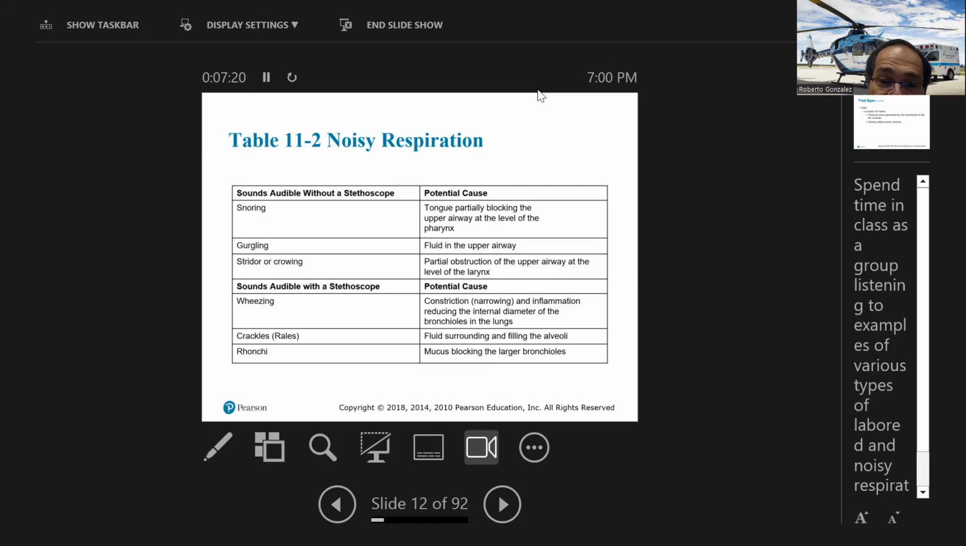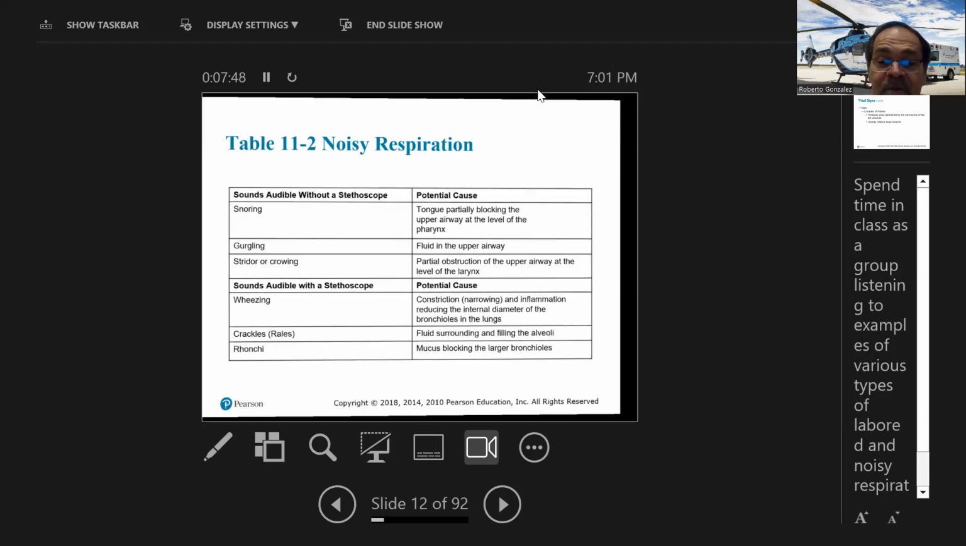Sounds that you can hear with a stethoscope: wheezing, which is constricted narrowing and inflammation reducing the internal diameter of the bronchioles or the lung itself. Crackles is fluid surrounding and filling up the alveoli, and rhonchi is mucus blocking, and you're getting air through the mucus.